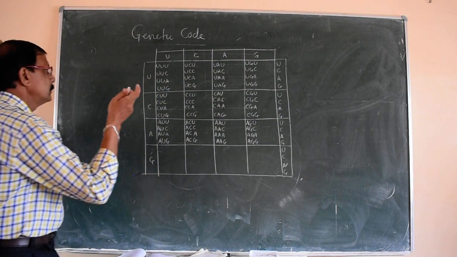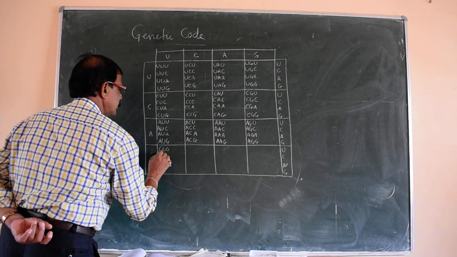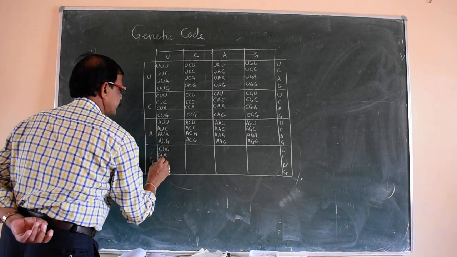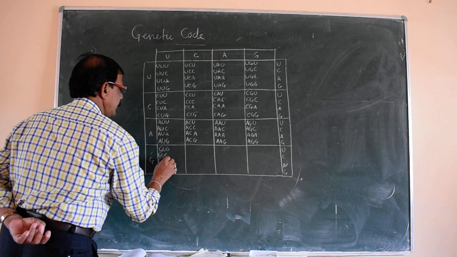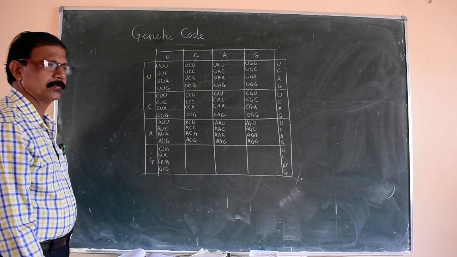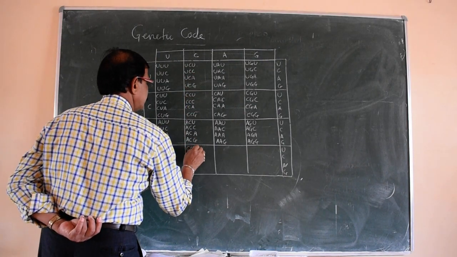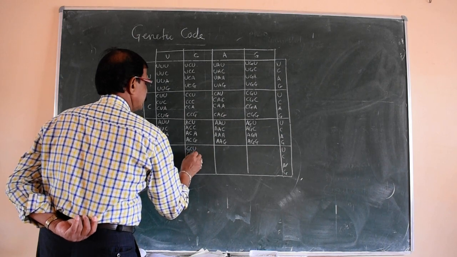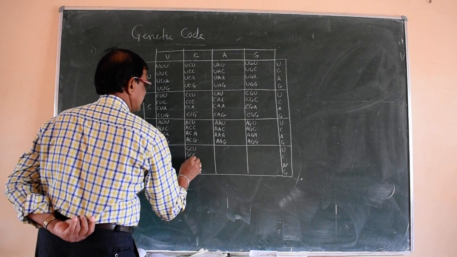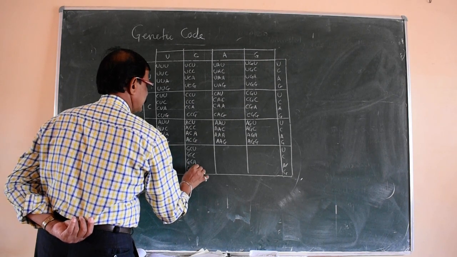Got it. Next, last column, GU: GUU, GUC, GUA and GUG. Over. Next column GC: GCU, GCC, GCA and GCG.